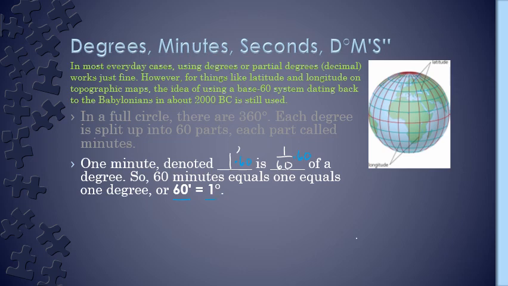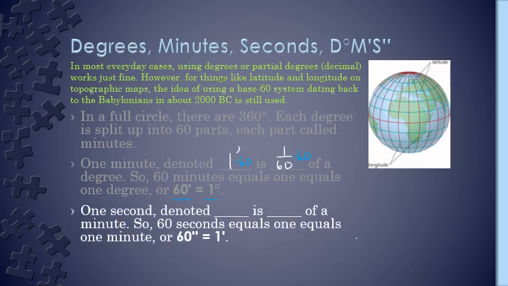Now I'm going to use that same idea on the next line for seconds. 1 second is also denoted with the number 1, but this time with 2 tick marks above it. And we say that 1 second is 1/60th of a minute. So using the same idea, I'm going to multiply each side by 60, which turns my 1 second into 60 seconds, and my 1/60th of a minute into 1 minute.